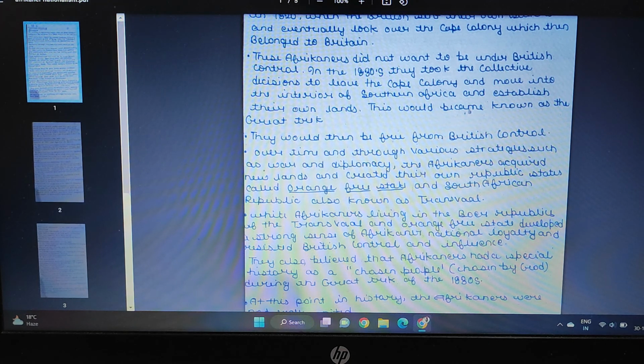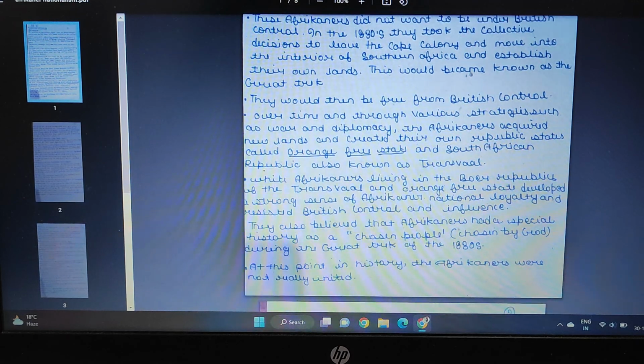White Afrikaners living in the Boer Republics of the Transvaal and Orange Free State developed a strong sense of Afrikaner national loyalty and resisted British control and influence. They also believed that Afrikaners had a special history as a chosen people, chosen by God during the Great Trek of the 1830s. At this point in history, the Afrikaners were not really united.